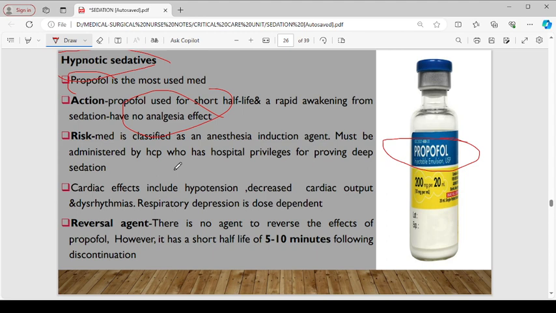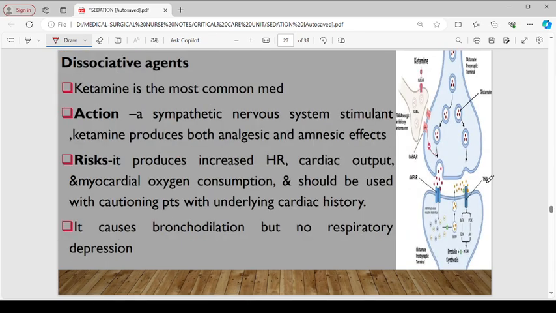Cardiac effects may include hypotension, decreased cardiac output, dysrhythmias. Respiratory depression will depend on the dosage. There is no agent that can be used to reverse the effects of propofol, but at least it has an advantage, okay, because this drug has a short half-life of between 5 to 10 minutes following discontinuation, so it can easily be cleared, right?